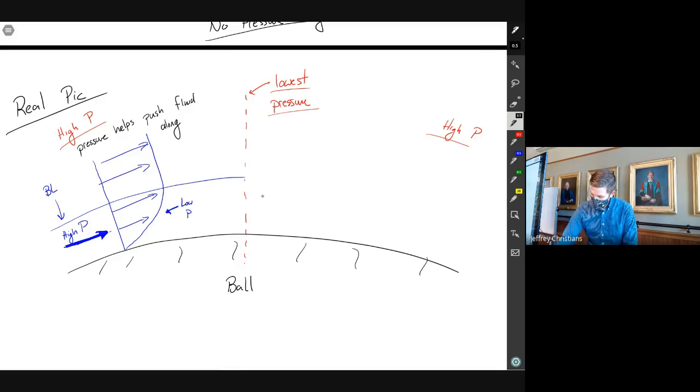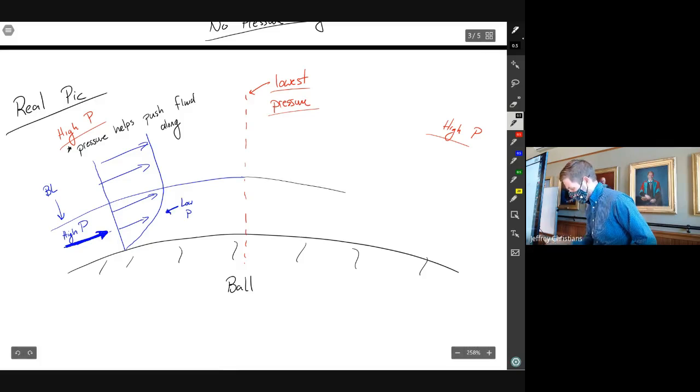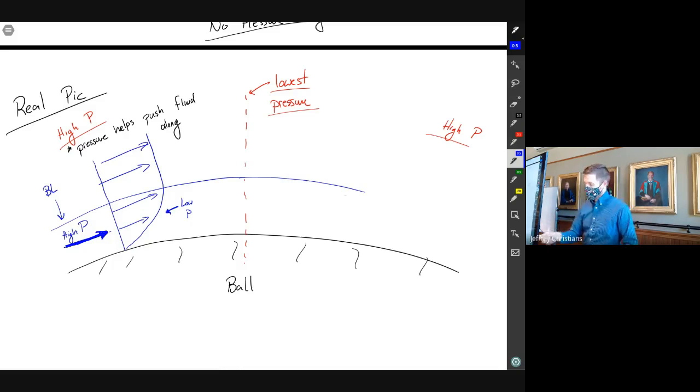Okay, so that's kind of the key insight: we're going from high pressure to low pressure, so pressure is pushing everything along, it's keeping things moving. When we get across that vertical line, when we cross that boundary, things flip. So if we go over to this side, get my blue again, the situation exactly flips.